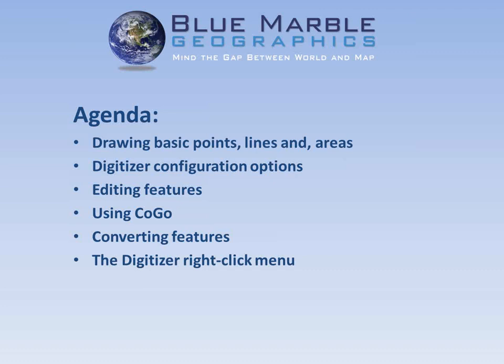I will make sure I address the ever-lengthening Digitizer right-click menu. Those who have been with Global Mapper for a while will be aware of the fact that we have condensed the menu, but it is expanding again as we add new tools. You will find there's a lot of hidden functionality in there. It's worthwhile spending some time just going through those menus and finding out what new tools have been added.